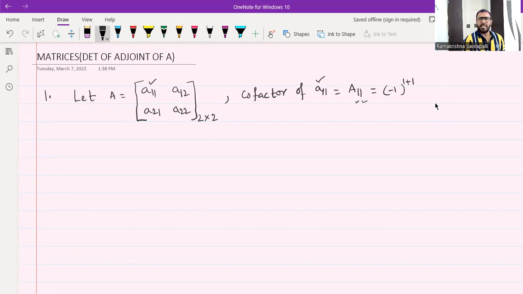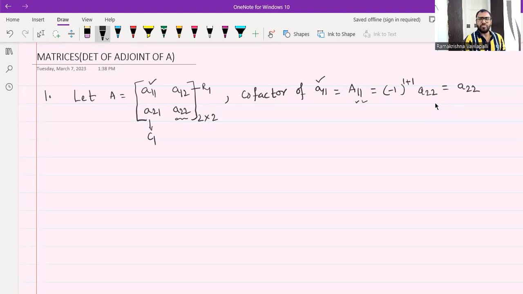So a11 is in the first row, so remove the first row. This is row 1. And a11 is in the first column, so this is the first column. By removing the first row and first column, there is only one element left, so you have to write a22. This is only one element, right? So the determinant of this a22 is nothing but a22. So this is simply A11 equals a22.